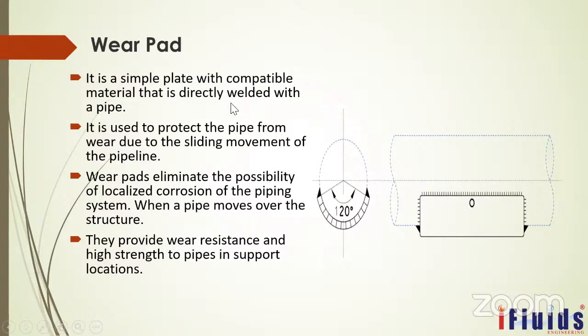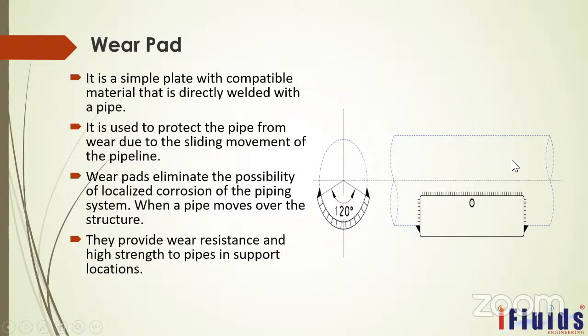Another one is a wear pad. This is nothing but a simple plate. We will weld it to the bottom of the pipe. Why it is required: wherever the rest support is coming. Later we are going to see the types of support also. According to the requirement, this kind of support is generally used for the rest support. This is generally used for the non-insulated pipelines, cold service pipelines.